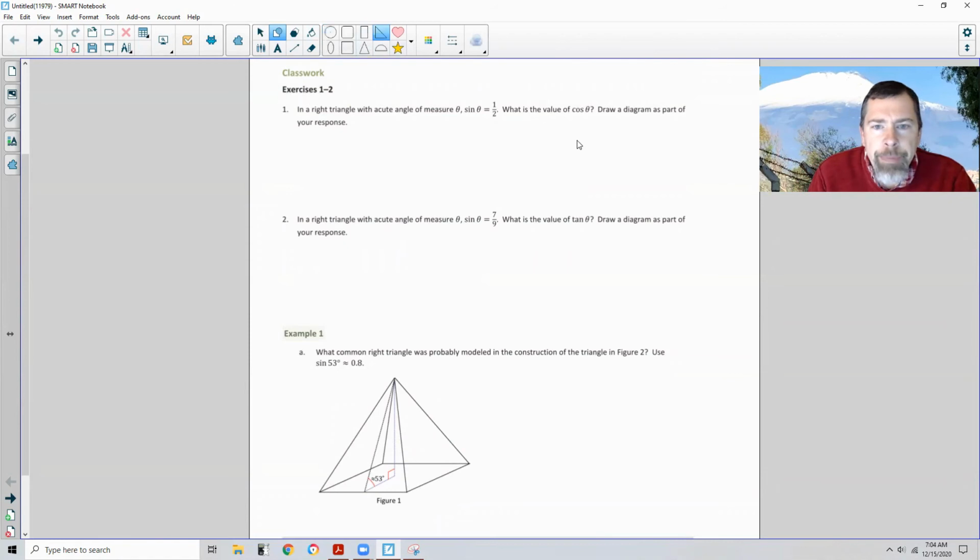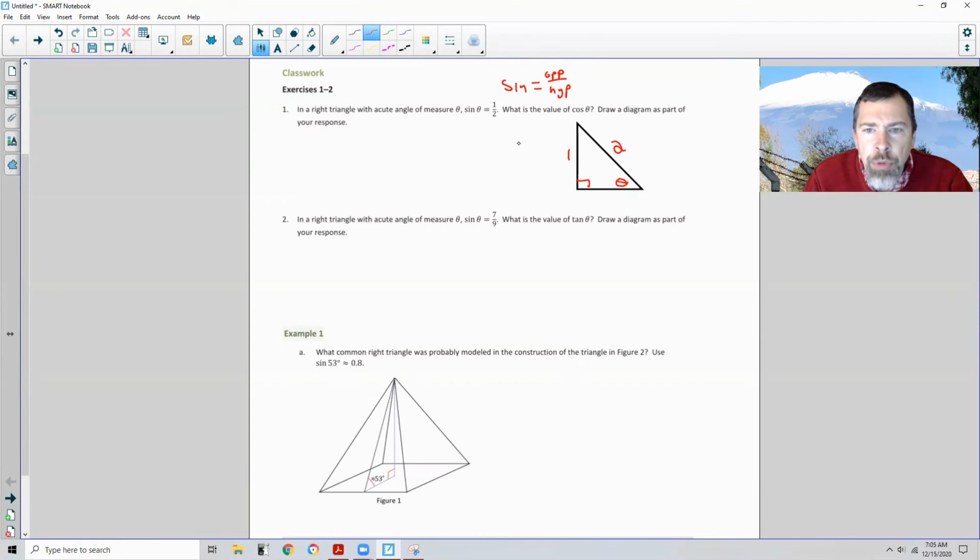So we need to draw a diagram. It's a right triangle. There's my diagram, not drawn to scale, keep in mind. This is the right angle with an acute angle of measure theta, so I'll put theta down here. Sine of theta is 1/2. Sine, remember, is opposite over hypotenuse. So the opposite is 1, this is my opposite side, and the hypotenuse is 2. So there is what we were given.